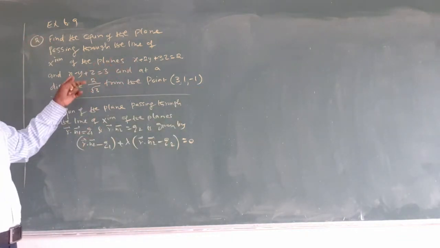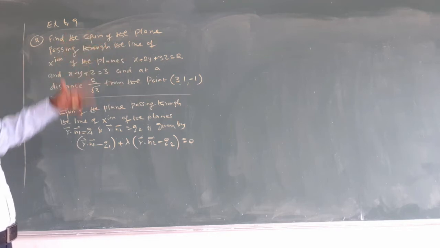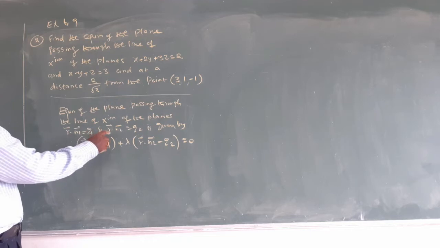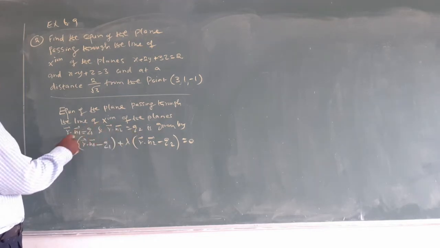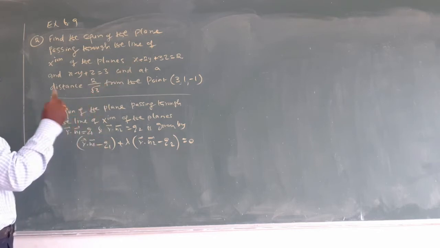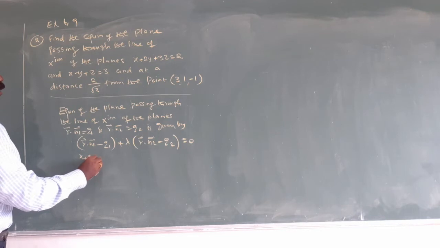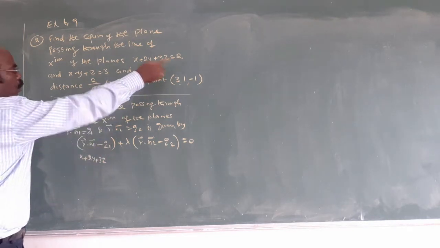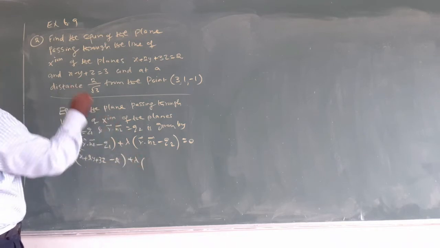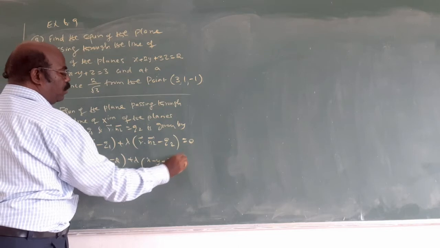Two planes are given, passing through the line of intersection. That means what? Two planes r dot n1 equal to q1, r dot n2 equal to q2. It is a vector form, not the Cartesian form. Anyway, both are planes. Now what is the same plane? x plus 2y plus 3z minus 2 equal to 0, this is q1 actually, plus lambda into x minus y plus z minus 3 equal to 0.